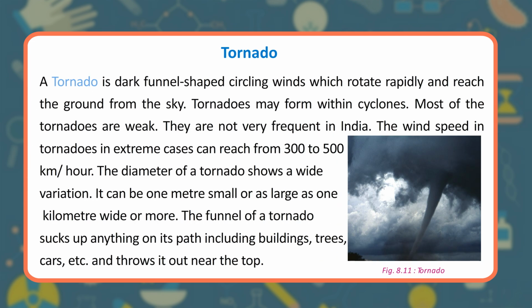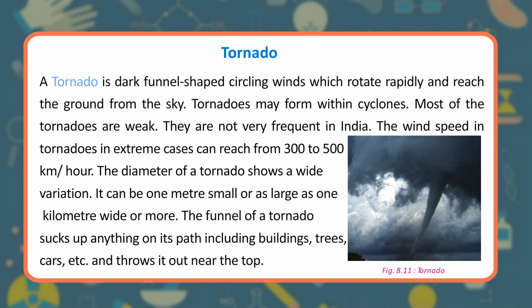Tornado. A tornado is dark funnel-shaped circling winds which rotate rapidly and reach the ground from the sky. Tornadoes may form within cyclones. Most of the tornadoes are weak. They are not very frequent in India. The wind speed in tornadoes in extreme cases can reach from 300 to 500 km/h. The diameter of a tornado shows a wide variation. It can be 1 meter small or as large as 1 kilometer wide or more.